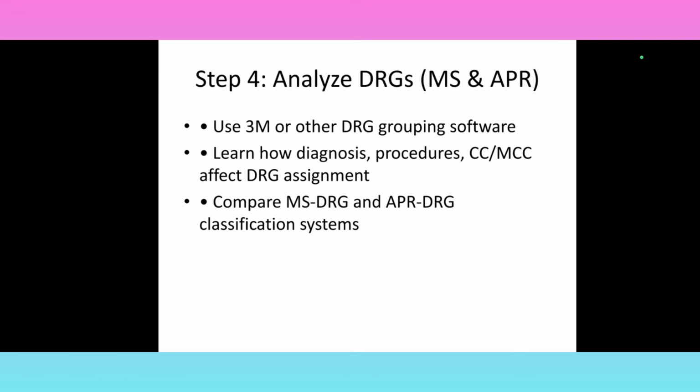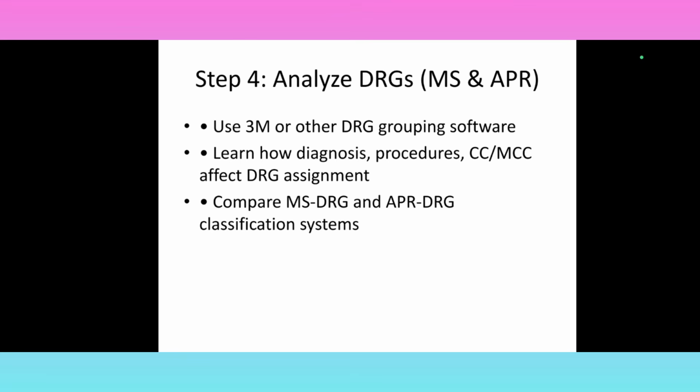So we have to understand how the DRG grouper is working, and how the CC and MCC impact the DRG. We can work on that by using 3M software or CAC. Most of the clients are using 3M software. So you can use the 3M software to understand the DRG grouper and how it's working. That is step number 4.